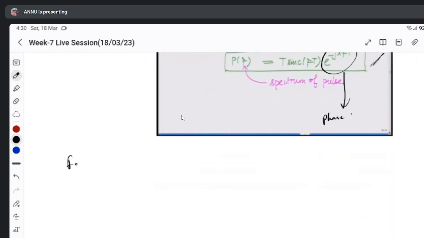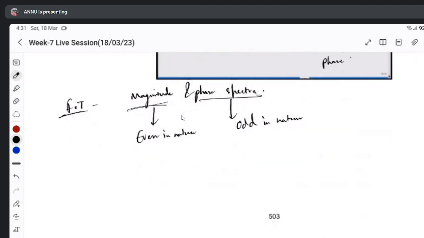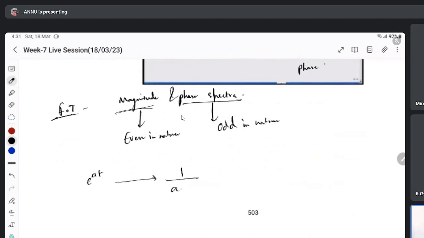So in the Fourier transform, we have seen you will have a magnitude spectra and phase spectra. In the magnitude spectra, you might have seen this one is even in nature, whereas the phase spectra is odd in nature. For example, let's see e power minus at, whose Fourier transform is 1 upon a plus j omega. This one is a Fourier transform, right?